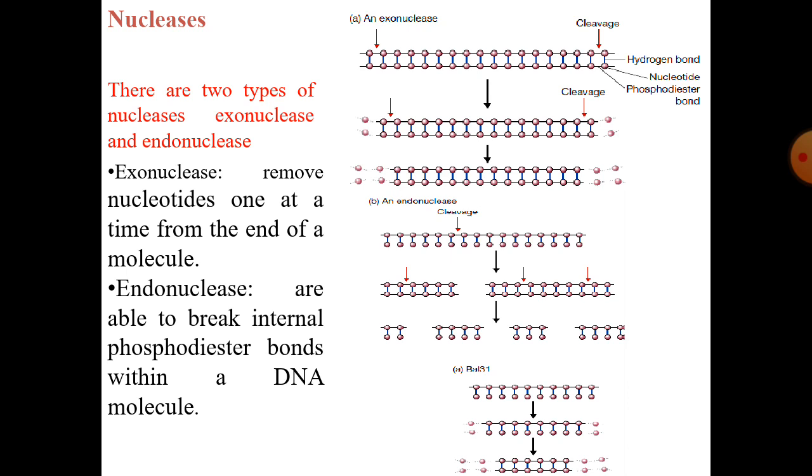While the endonuclease is able to break the internal phosphodiester bonds within a DNA molecule. You'll be studying about how an endonuclease recognizes the palindromic sequence. Like the endonuclease recognizes certain sequences in the DNA, and it will break the bond between only those nucleotides, mostly the phosphodiester bonds.